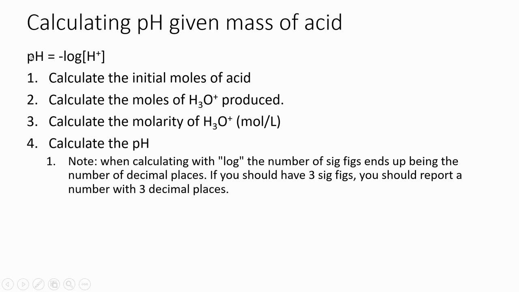So this little p means it's the negative log scale. So anytime you have a function with a p in front of anything, this little p just means negative log. So pH is the negative log of the concentration of the hydrogen ions.